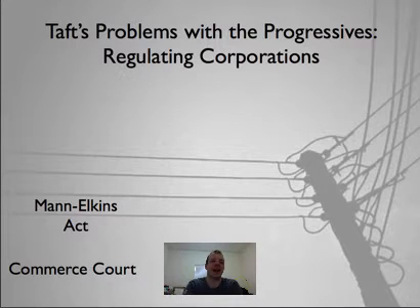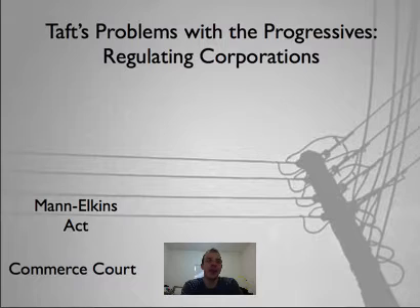Another issue that Taft upsets the progressives in is in regulating corporations. We have the Mann-Elkins Act passed and signed by Taft, which gives the ICC even more power. It lets the ICC regulate not only railroads, but telephone and telegraph lines as well. This obviously makes the progressives happy. They want to see big businesses regulated and controlled.